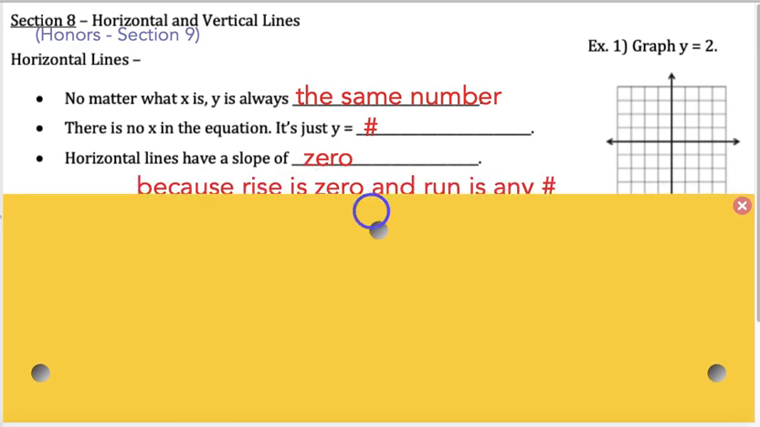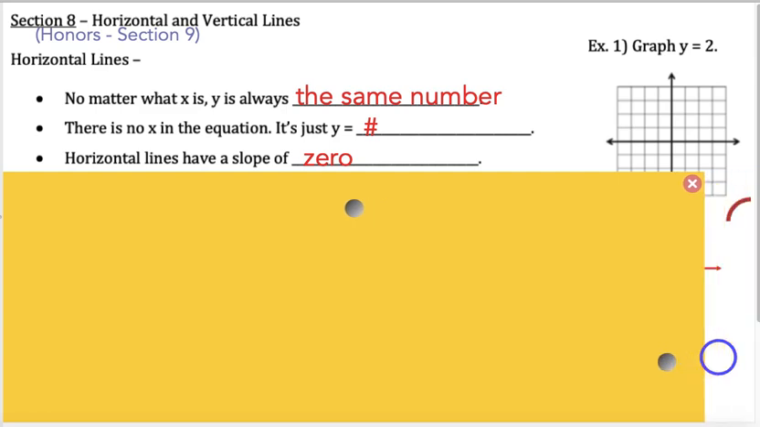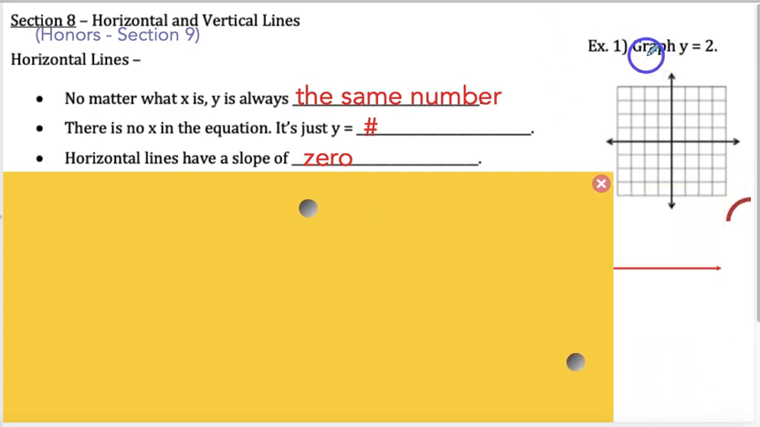So I have an example here. We want to graph the line y equals 2. So the first step is to put a dot on the y-axis at 2. When this says y equals 2, we need to have a horizontal line going through the y-axis. So the line is going in the opposite direction of the y-axis. So make sure that you have a horizontal line when you have y equals a number.